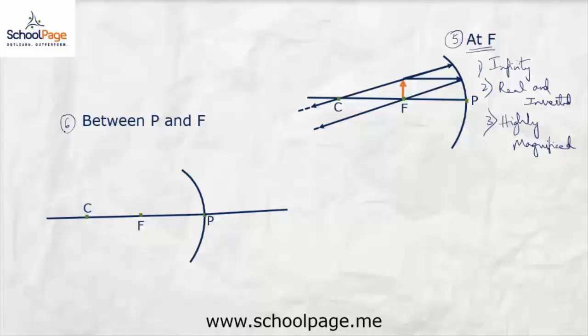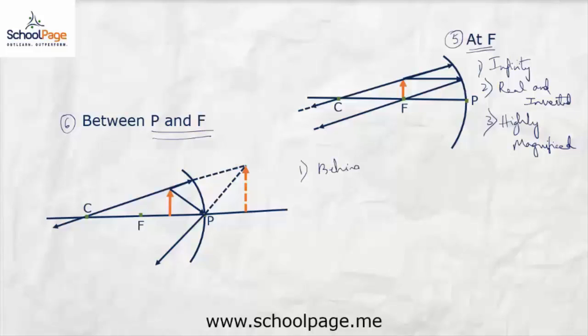So this is the sixth case where the object is placed between pole and focus. This is the object which is placed in between pole and focus. These are the incident rays. The reflected rays appear to be coming from the point behind the mirror, as you can see here. This dotted line is an imaginary line which does not actually exist but appears to exist. That means this is the image of the object, which is a virtual image. So when the object is placed between pole and focus, the image obtained is behind the mirror.